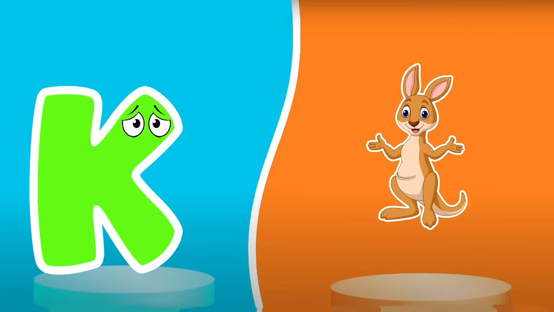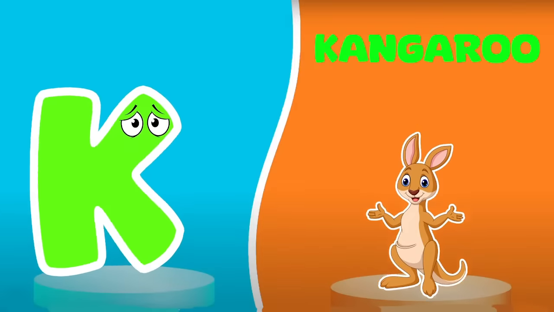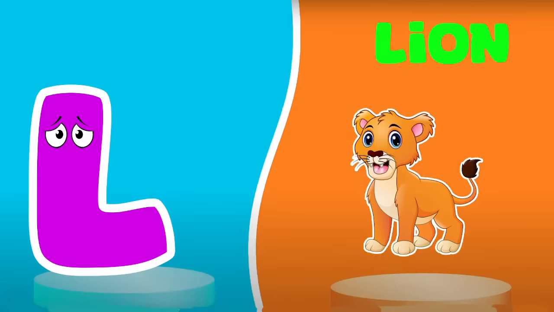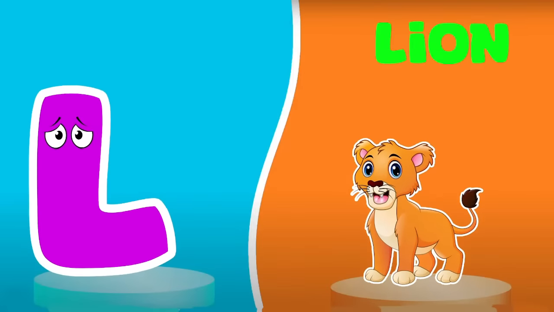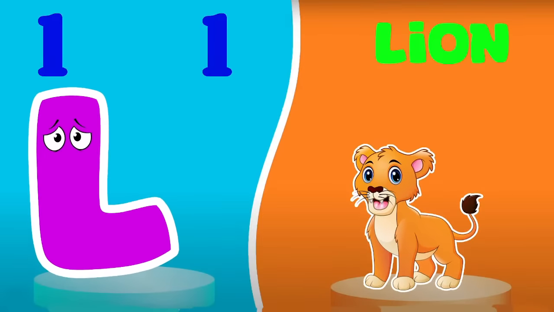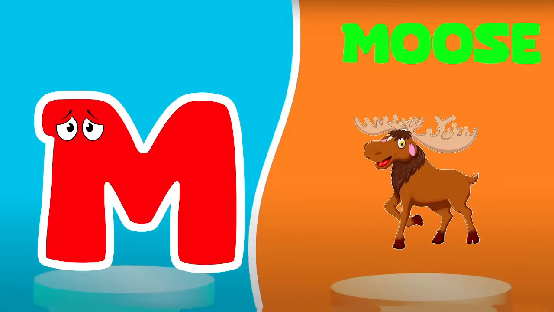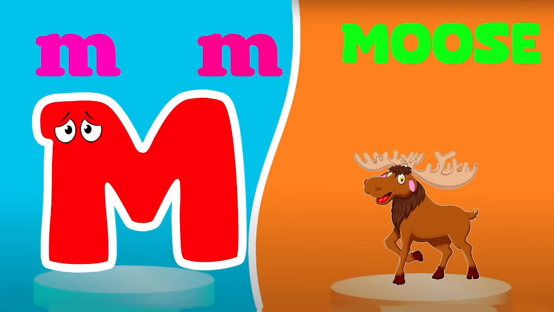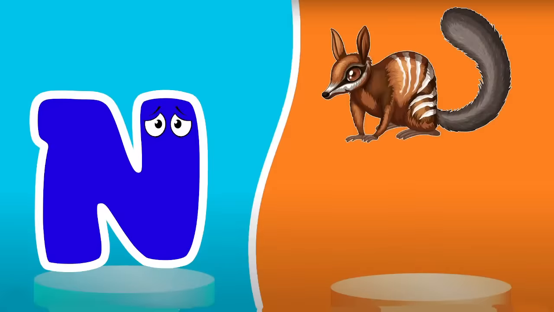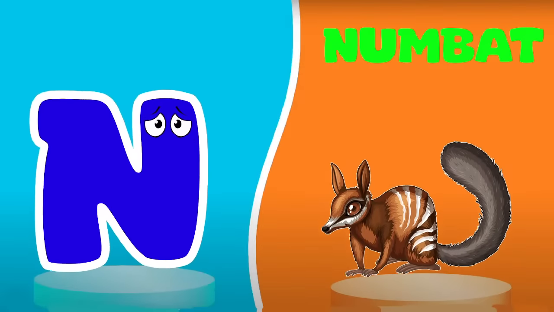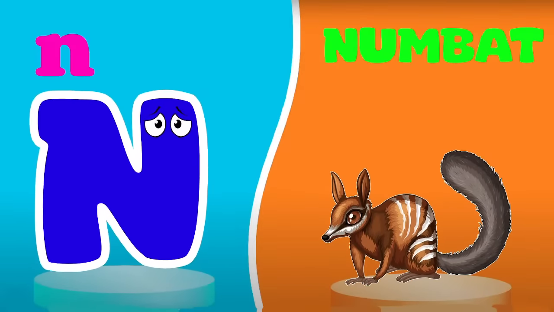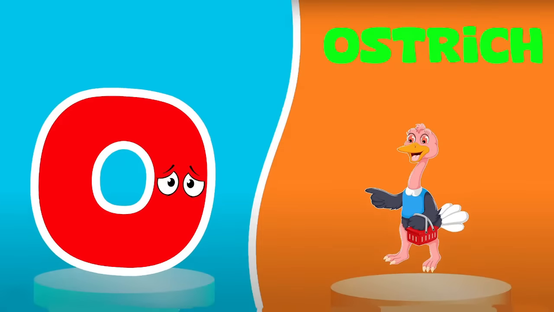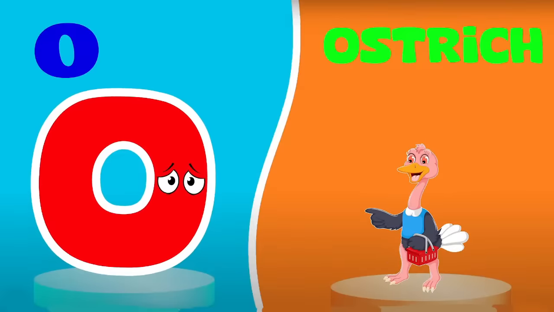K is for kangaroo, k, k, kangaroo. L is for lion, l, l, lion. M is for moose, m, m, moose. N is for numbered, n, n, numbered. O is for ostrich, o, o, ostrich.